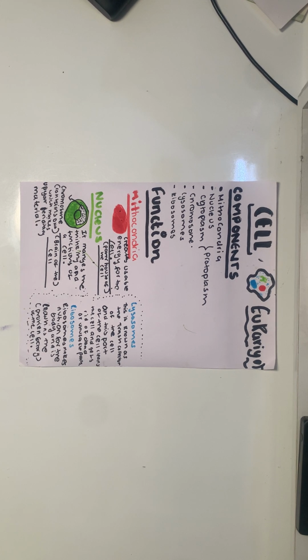So first, let's talk about what is a cell. A cell is the basic living component. It is the basic building block for every living thing in this universe. So everything that is living is made up of cells. There are two types of living creatures. One is unicellular and one is multicellular.